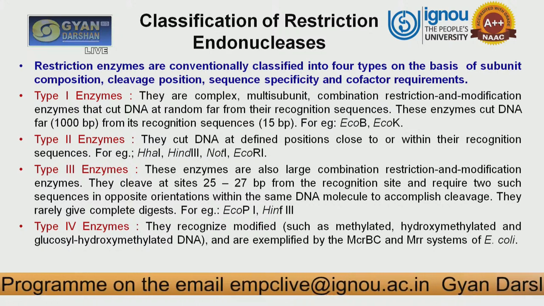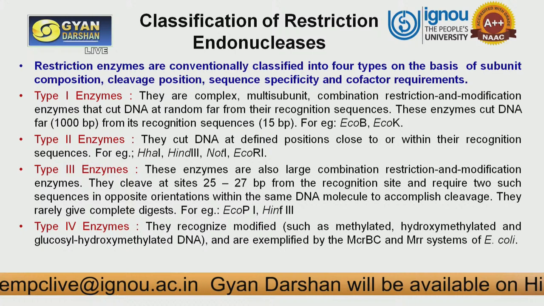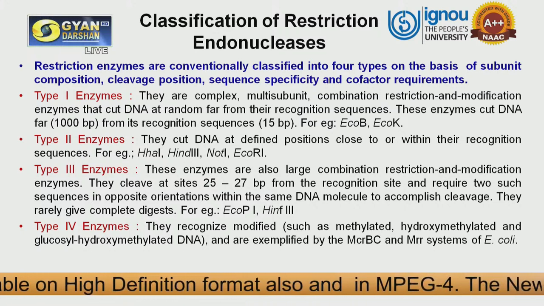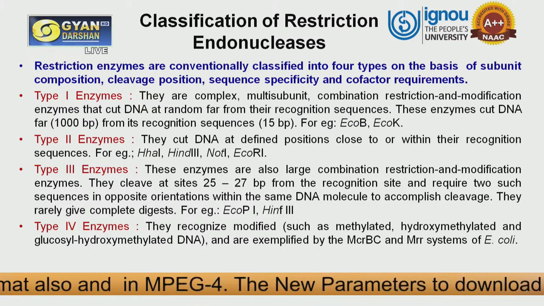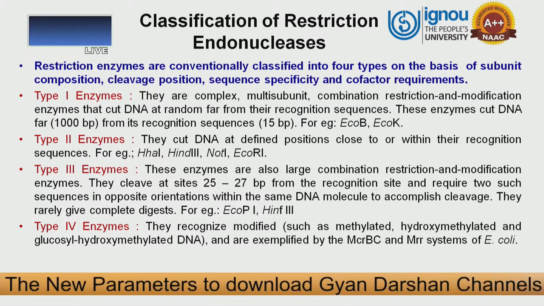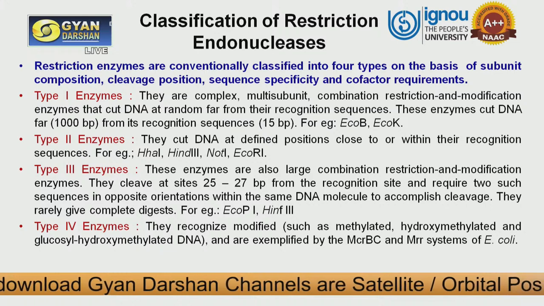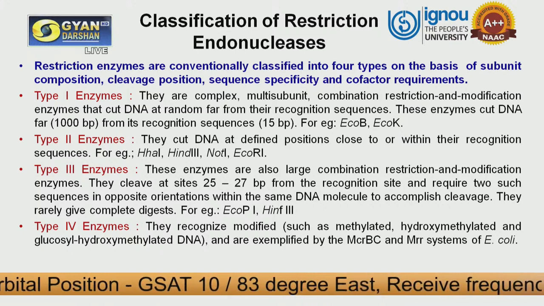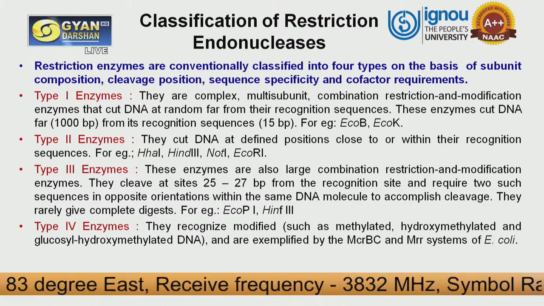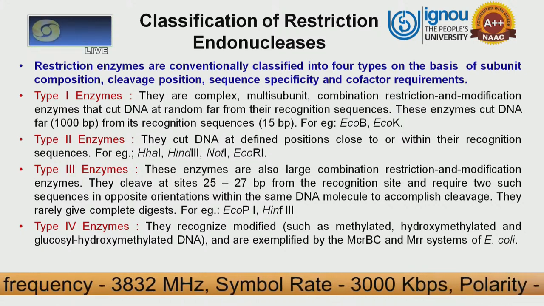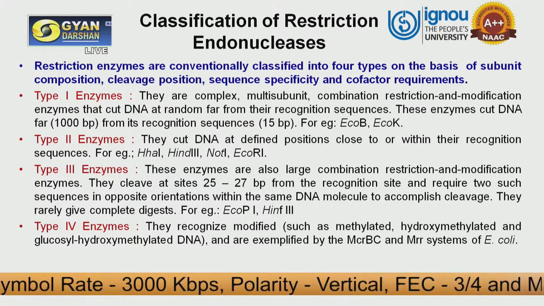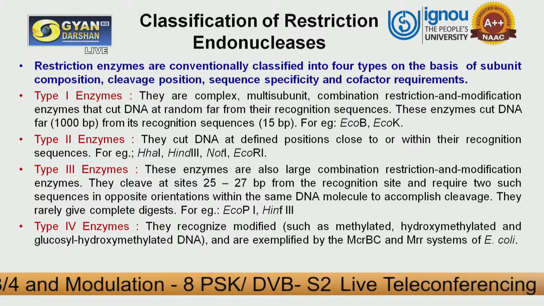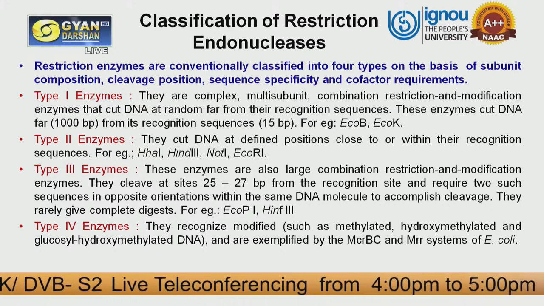Next comes the type 3 enzymes. These type 3 enzymes are also large combination restriction and modification enzymes. They cleave at a site 25 to 27 base pair from the recognition site. It also requires two such sequences in opposite orientation within the same DNA molecule to accomplish this cleavage. So their requirement is more complex compared to the type 1 or type 2 enzymes, and because of this requirement, they rarely give a complete digest in the gel. Some examples of this type of enzyme are EcoP1 and HinfIII.